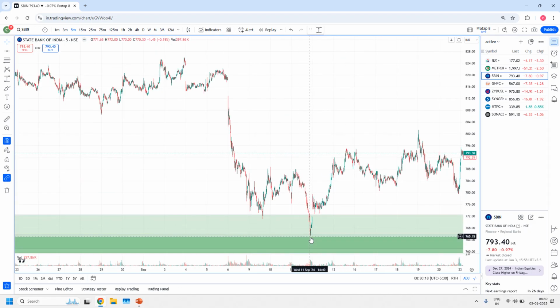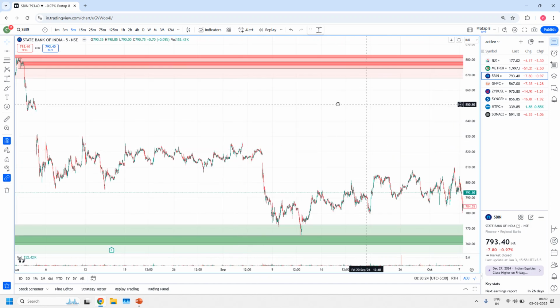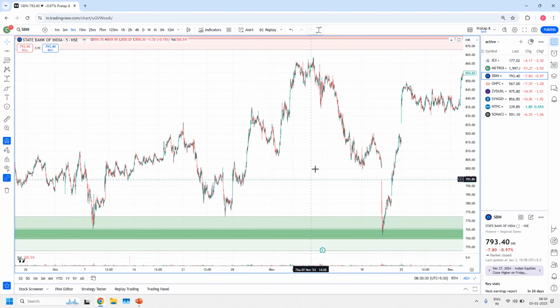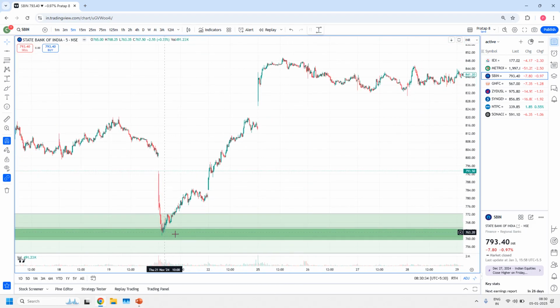Exactly that area, prices entered here. The 5 minutes area again moved up. After that again it entered. Again moved up. And this time prices entered deep, not very deep, but till the middle. And again see this time how powerful it pushed.